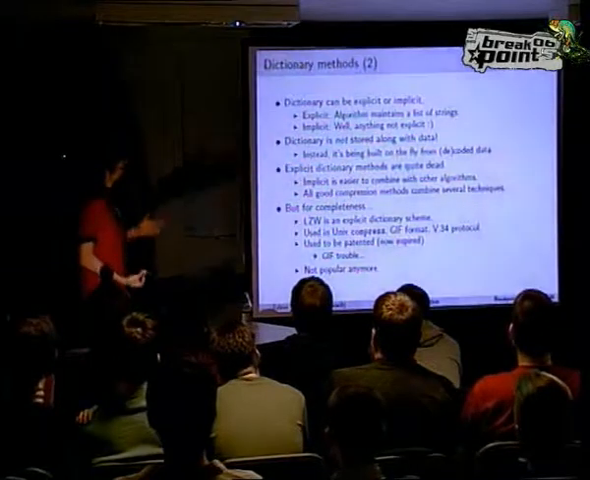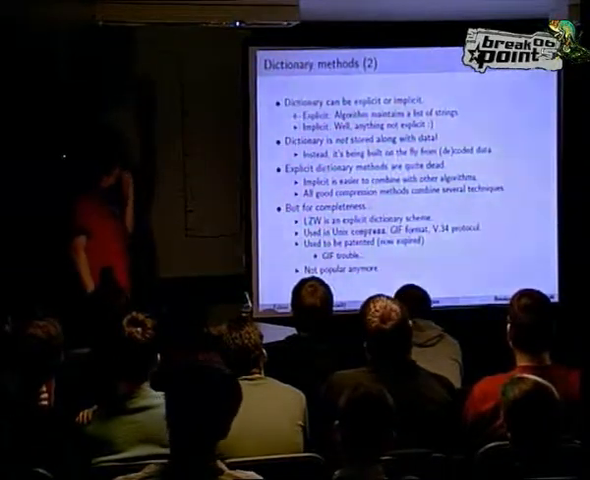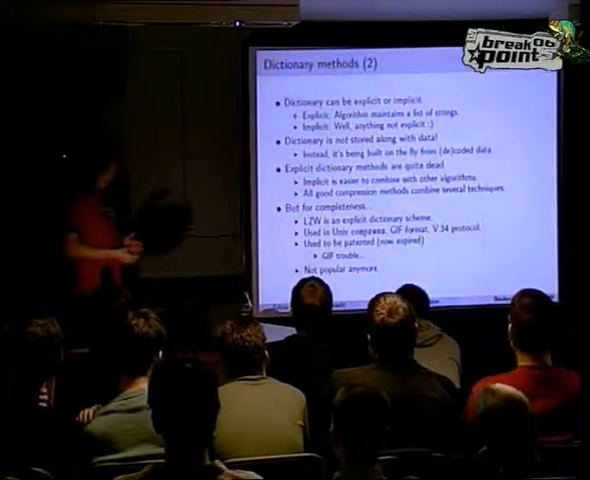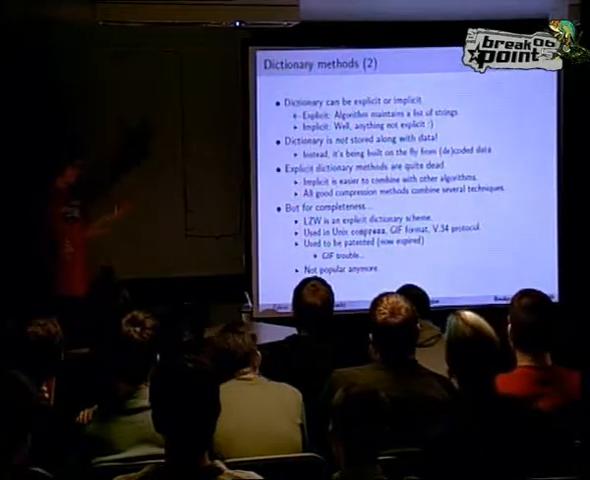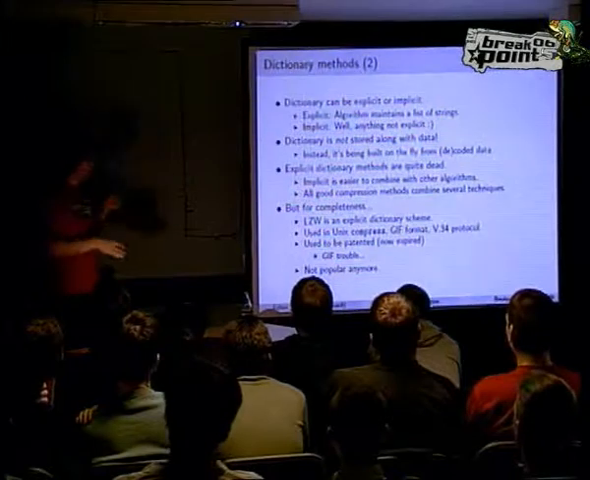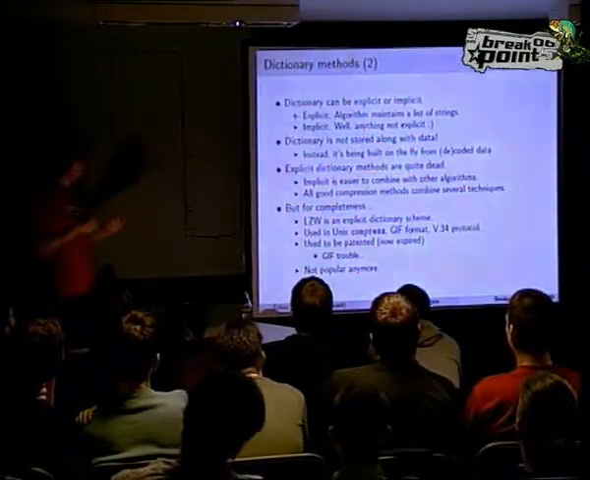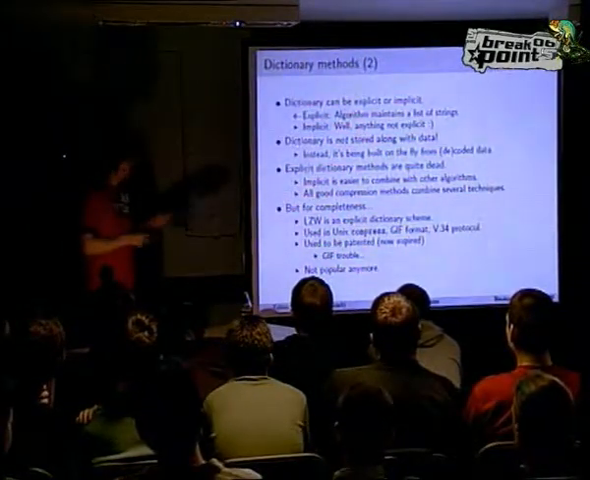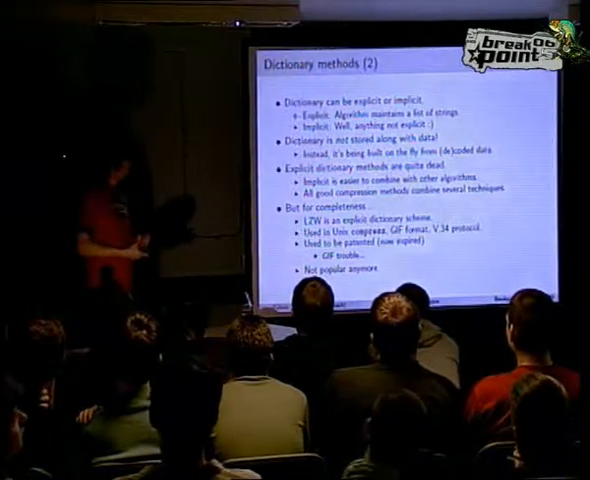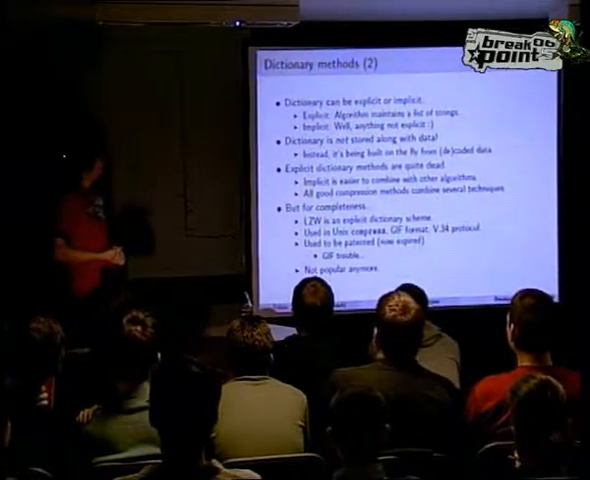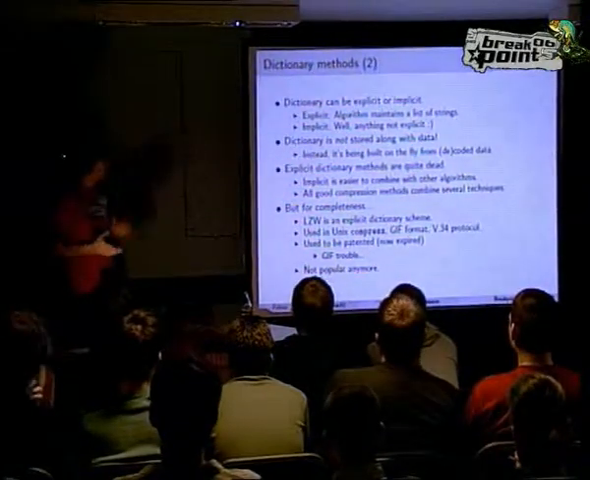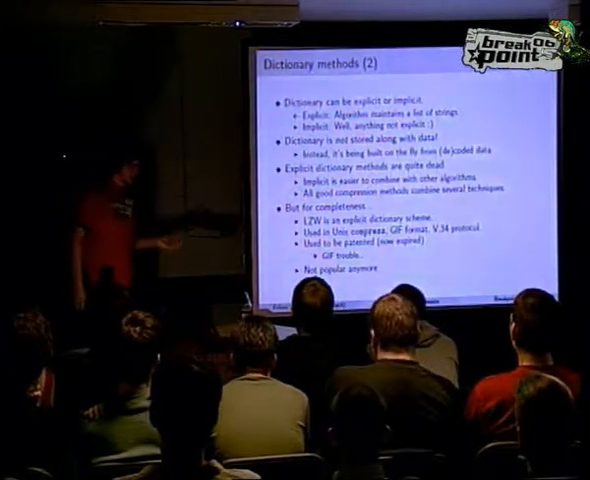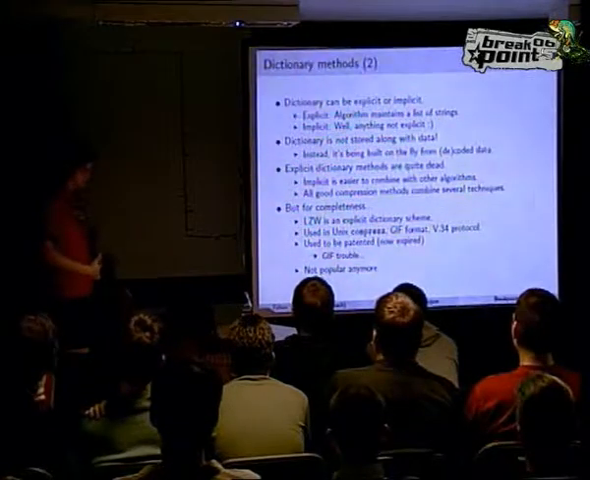Explicit dictionary methods are basically quite dead, because implicit coding is easier to combine with other algorithms for various reasons. And all good compression methods that you will see nowadays don't have a single algorithm they use, but try to combine different techniques, because each technique has its strengths and weaknesses, and when you combine several of them, you are usually able to get a good mix that allows you to get really, really good compression for a wide range of data types.